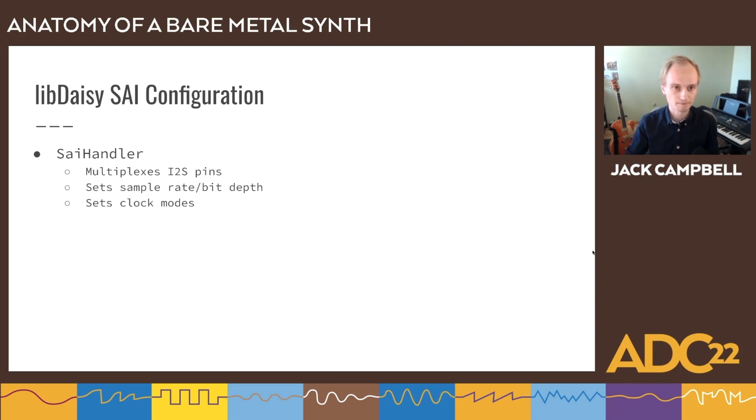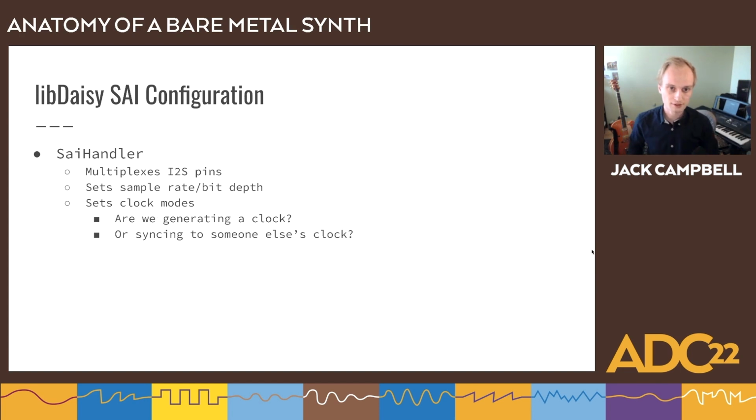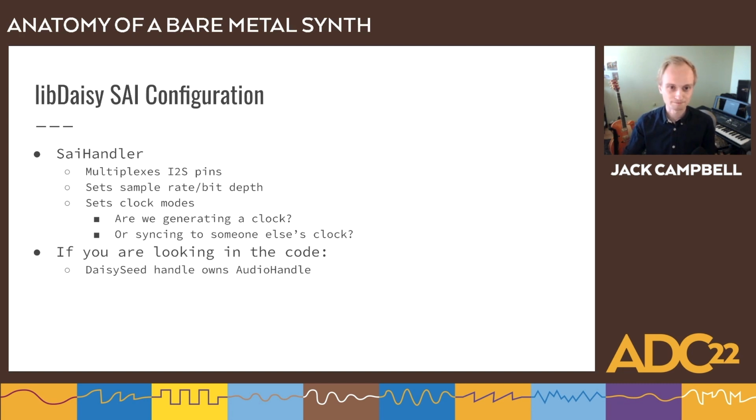but you want to search for the SAI handler. That's what multiplexes the pins, sets the sample rate and the bit depth, and sets the clock mode. If you're messing with this stuff, you want to be careful what the clock mode is. If you're generating your own clock, or if you're listening to a clock from some other device, the pins will behave differently and expect to either be an input or an output, depending on that. So that was a couple of days of troubleshooting for me, so word to the wise on that one.